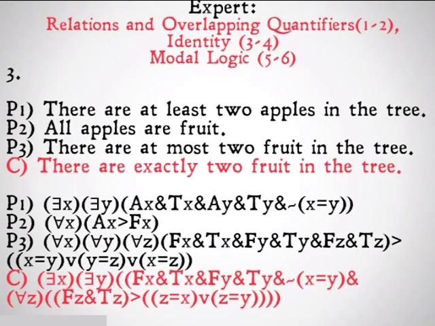And finally, there exists an x such that there exists a y such that x is a fruit and x is in the tree, and y is a fruit and y is in the tree, and it's not the case that x is identical to y, and for all z, z is a fruit and z is in the tree implies that z is identical to x or z is identical to y. That's there are exactly 2 fruit in the tree. Kind of a combination of our first and third premise. Anyway, give that one a try. Use the premises and the conclusion and what you know about identity to see if you can prove the conclusion.